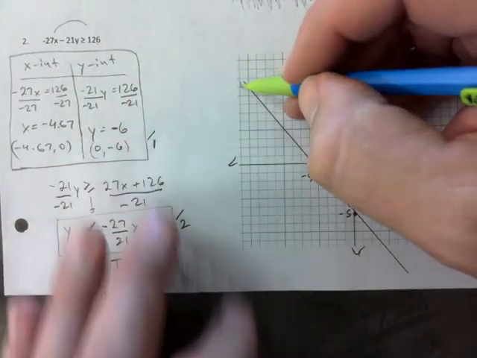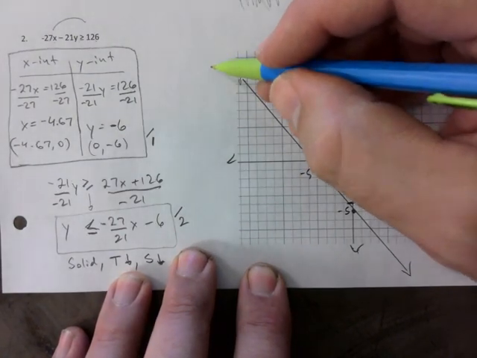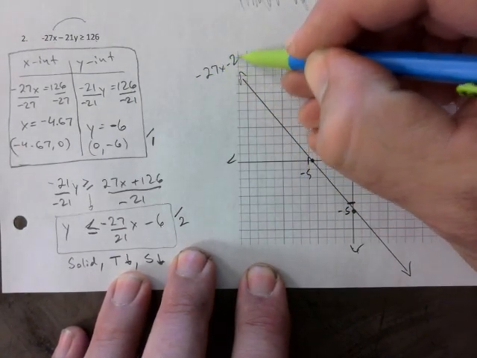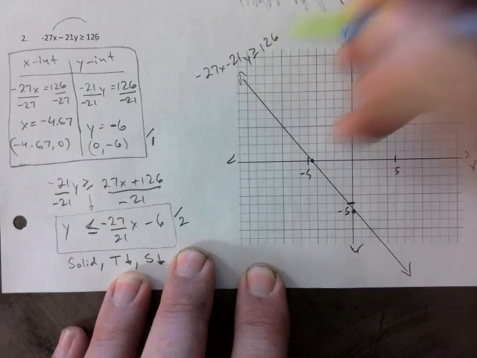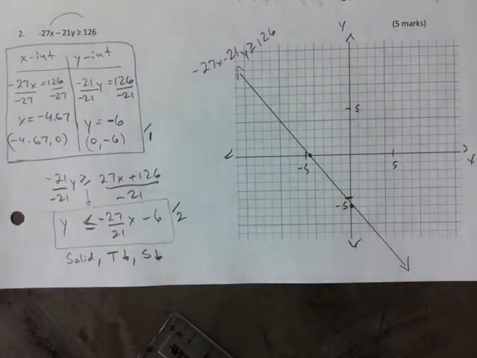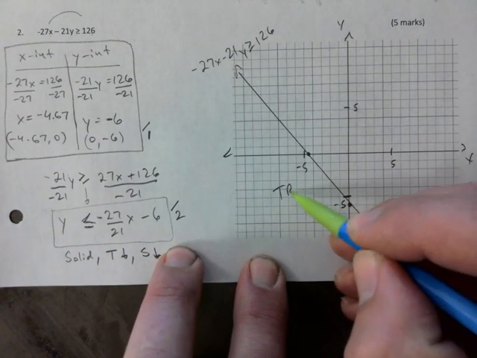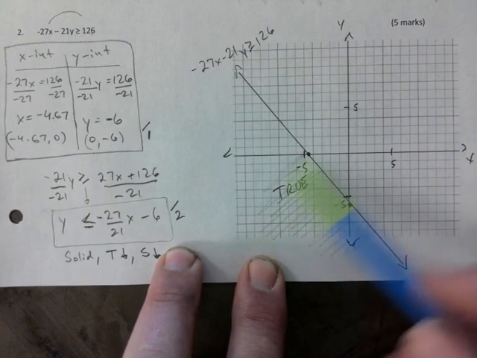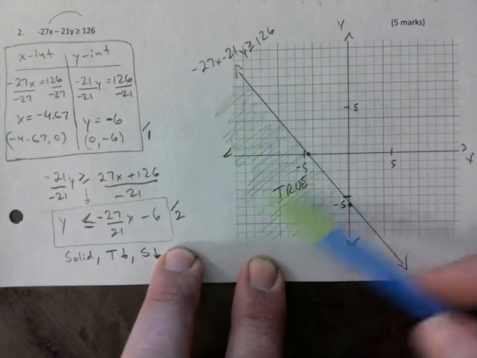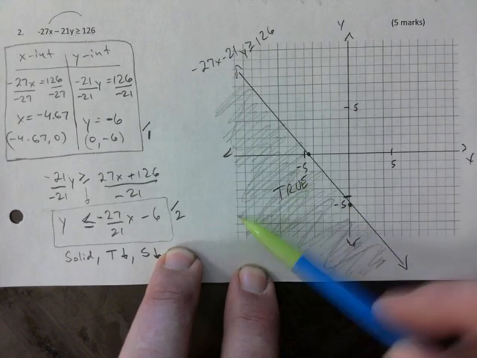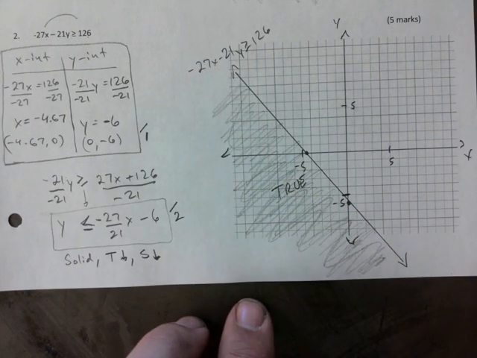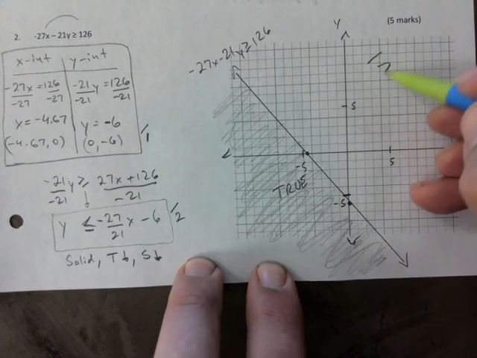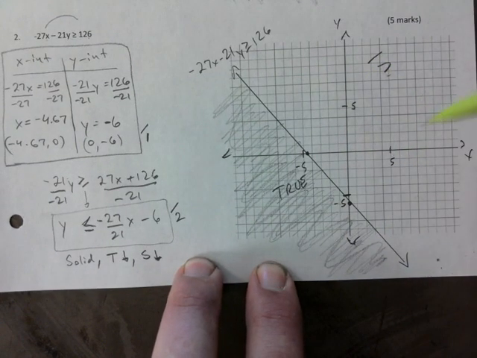Solid line. And you decide what you want to label this with. It doesn't matter. You can use the original, because remember, they're all the same. They're just manipulated. So this is the true region. And you just shade it. Anything missing? I think we're good. So 2 marks again for the graph, having all the components there.